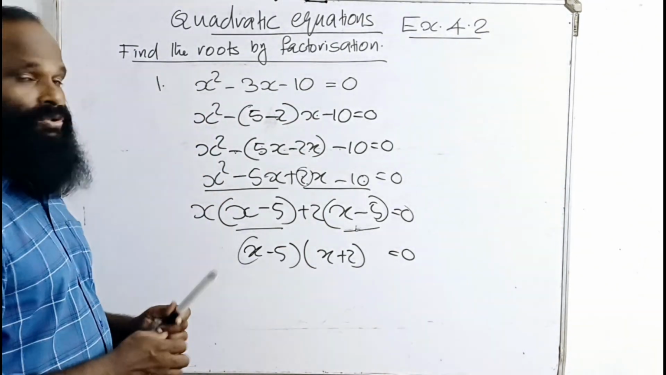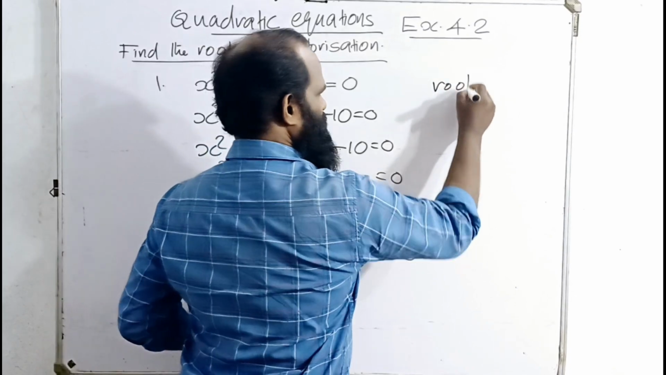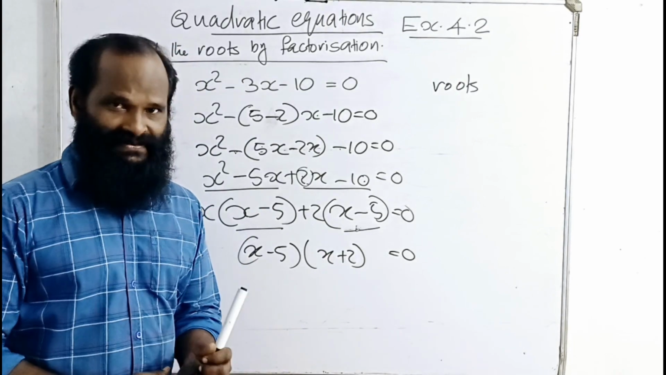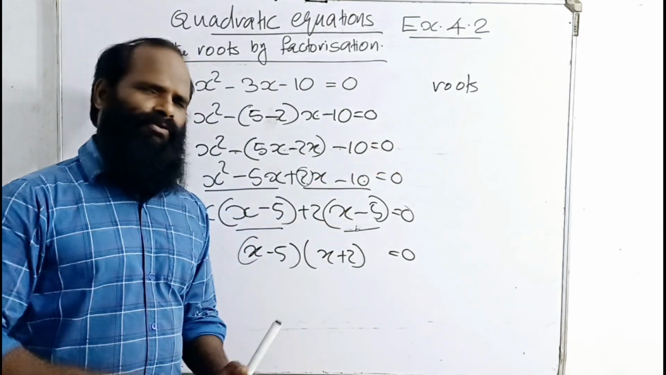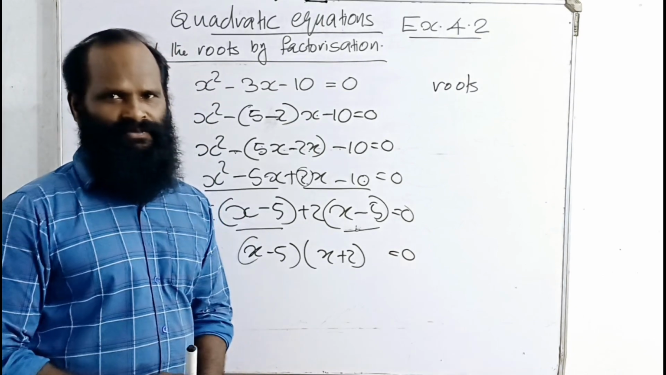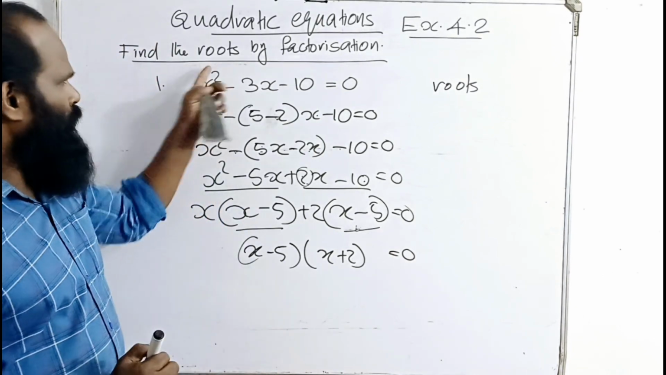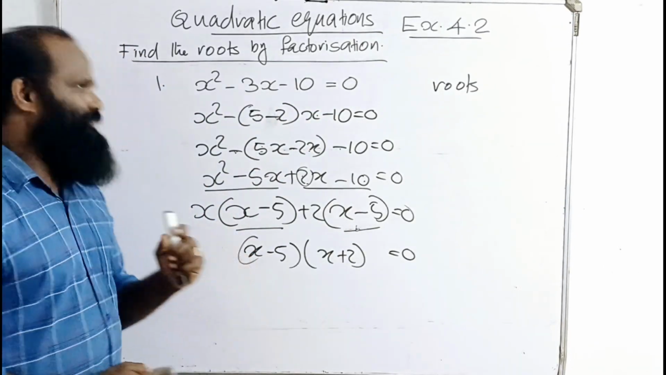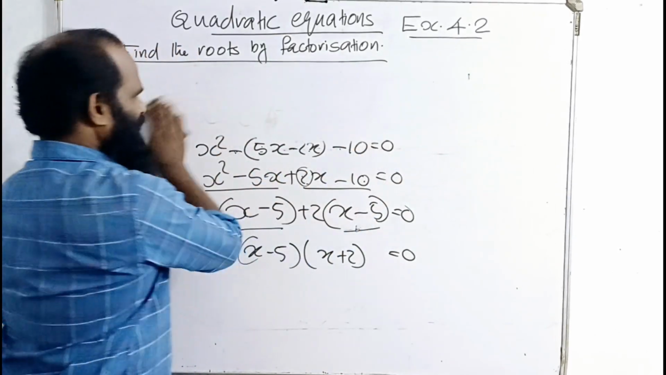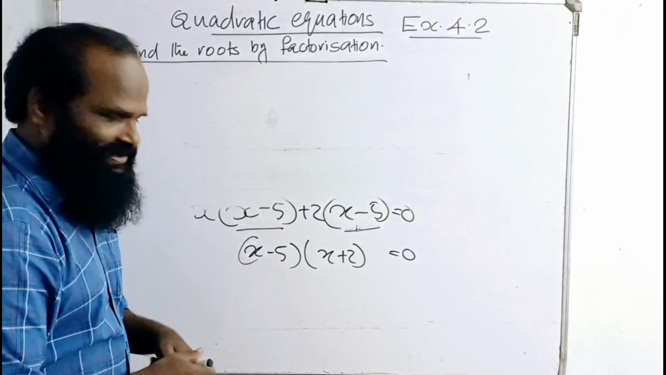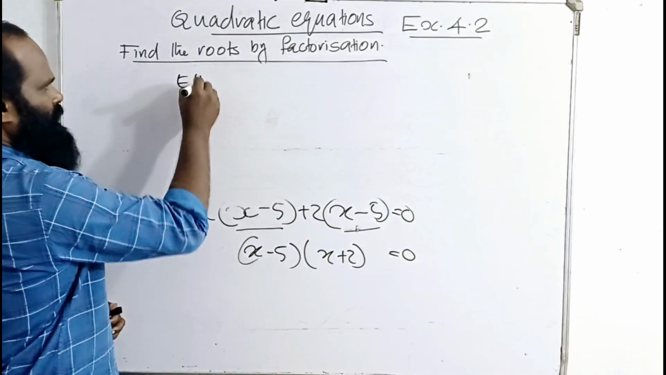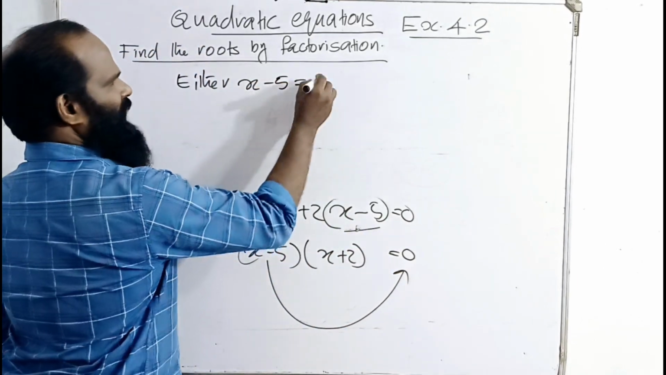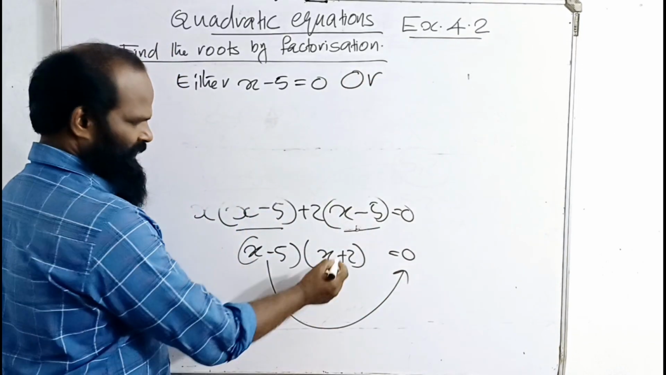Now look at the question. Find the roots. Do you remember in one of the videos I've explained what root means? Roots. They have got another name, solution. One more name, zeros. Roots, solutions or zeros means value of x. So we are going to find the value of x now. To find the value of x, this is what we are writing. Either x minus 5 is equal to 0, or x plus 2 is equal to 0.